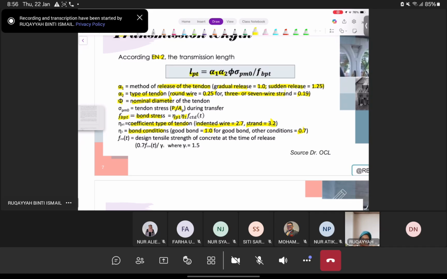All right, then you have your design tensile strength of concrete at the time of release, that is, when you release the tendon. This depends on this formulation, whereby fctn is the tensile strength at the time of release, and you can take the coefficient gamma C for concrete as equivalent to 1.0.